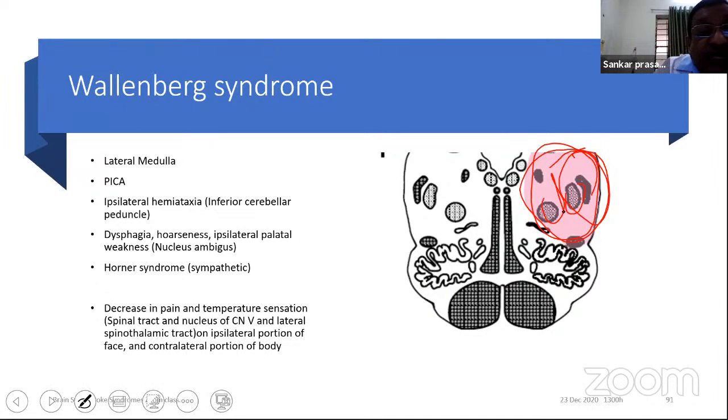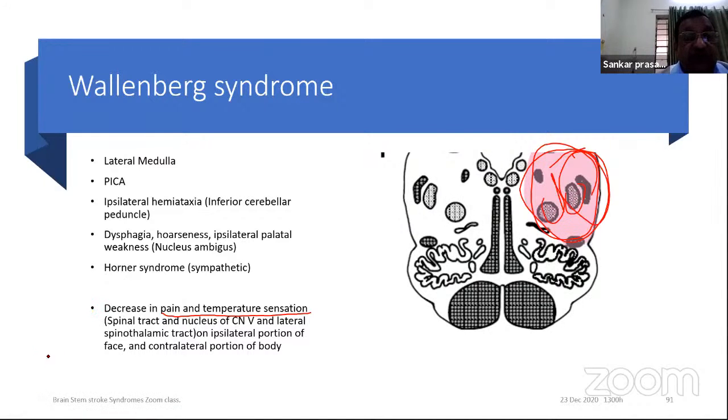So decreased pain and temperature on the ipsilateral side because of the spinal tract and nucleus of the cranial nerve 5, and lateral spinothalamic tract affliction will cause the contralateral similar features on the body. So this is Wallenberg syndrome, the one diagram which we have seen.